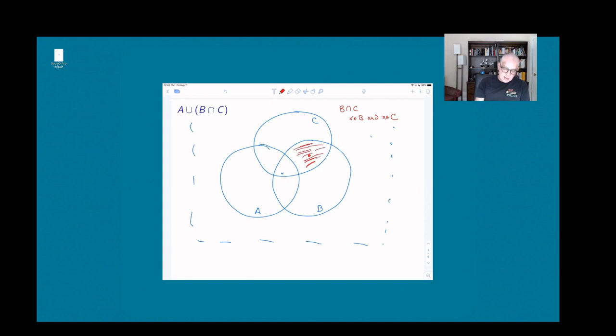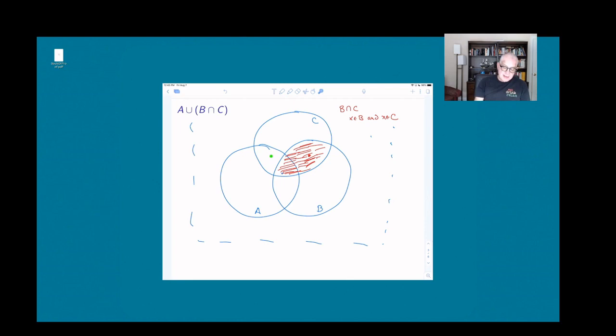And actually, so are these points over here, because although they're in A, we don't care about A, they're also in both B and C. These points here, they're no good, because although they're in B, they're not in C, they are in A. And these points here, they're in B and A, but not in C. And these points here are in A and C, but not in B. So we've colored in B intersect C here.